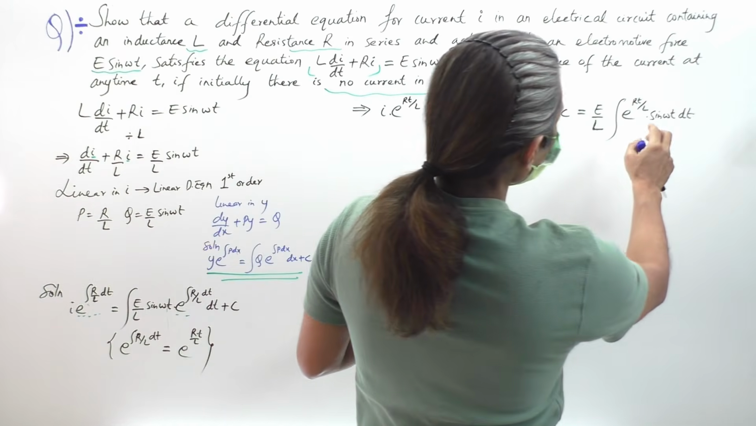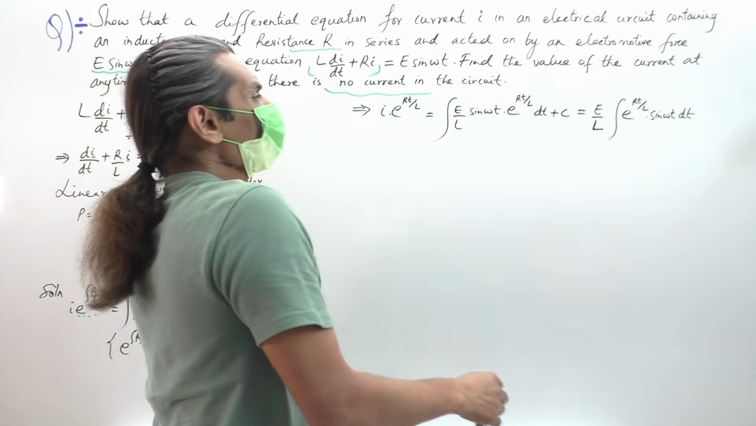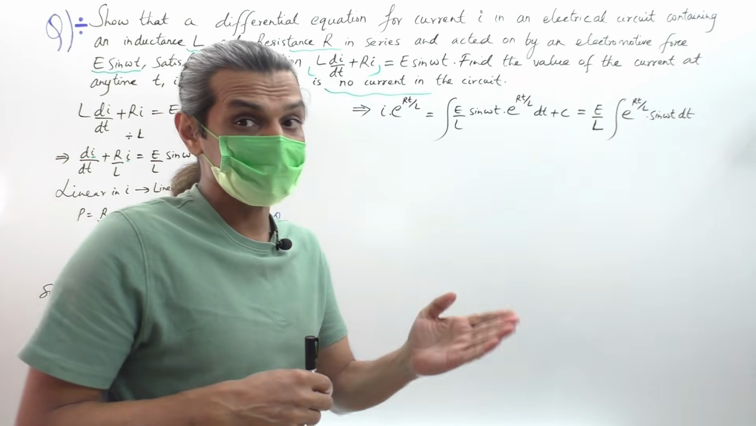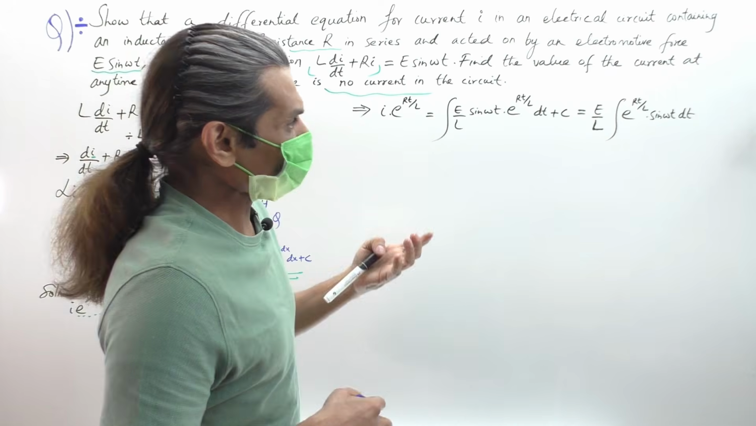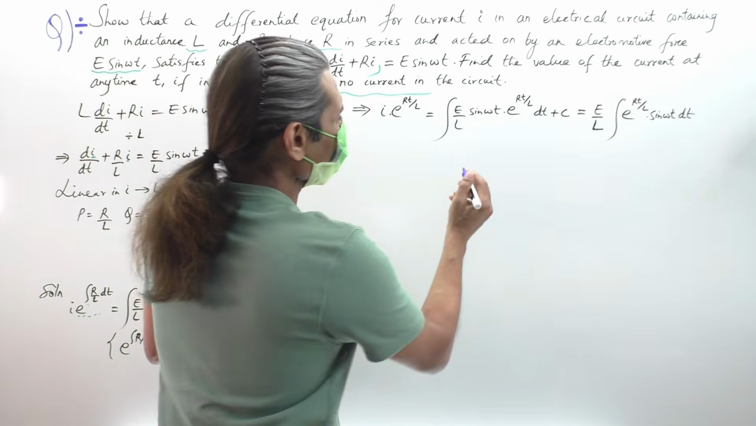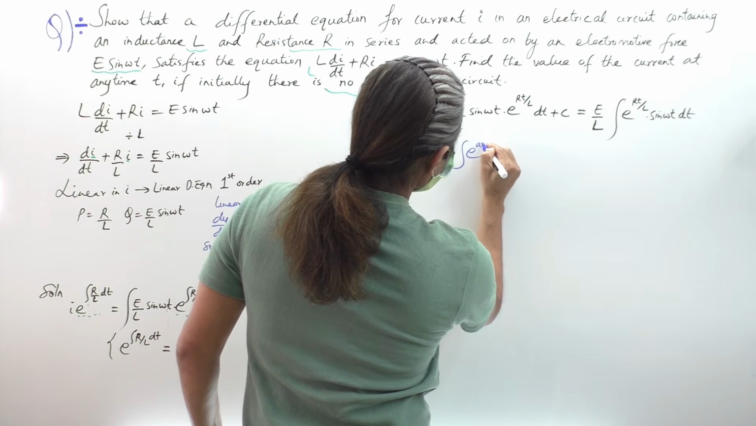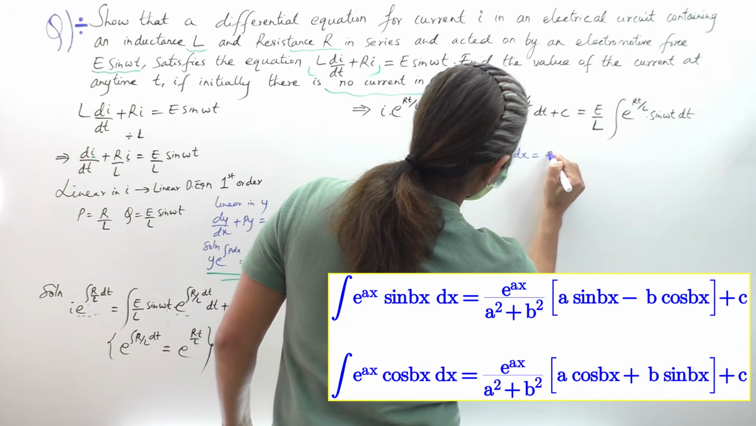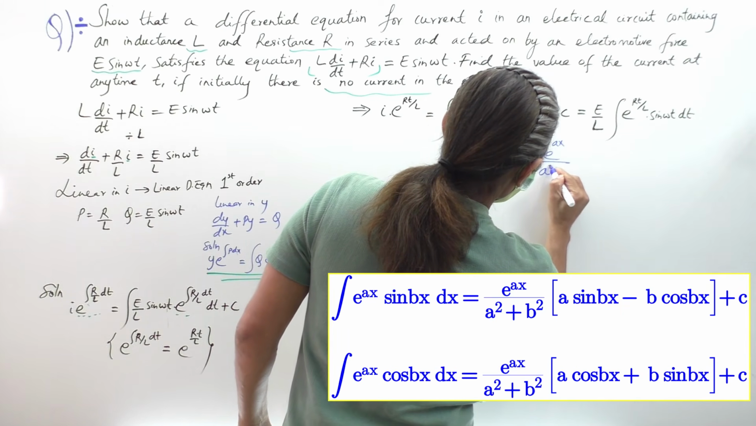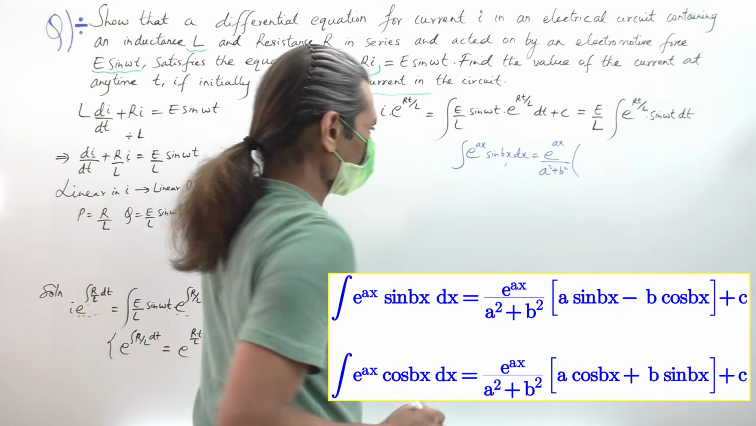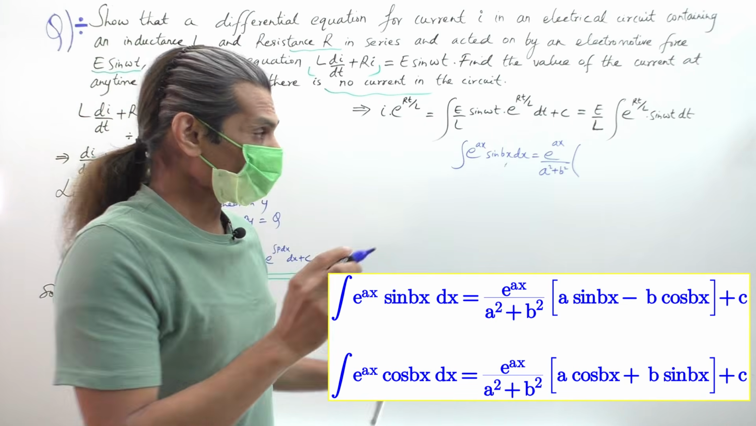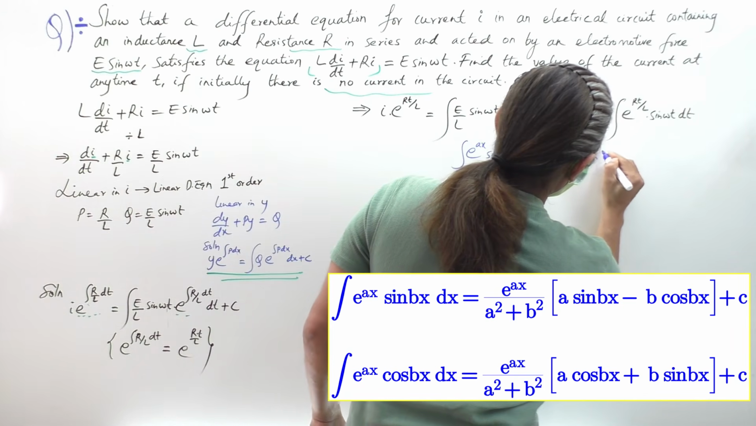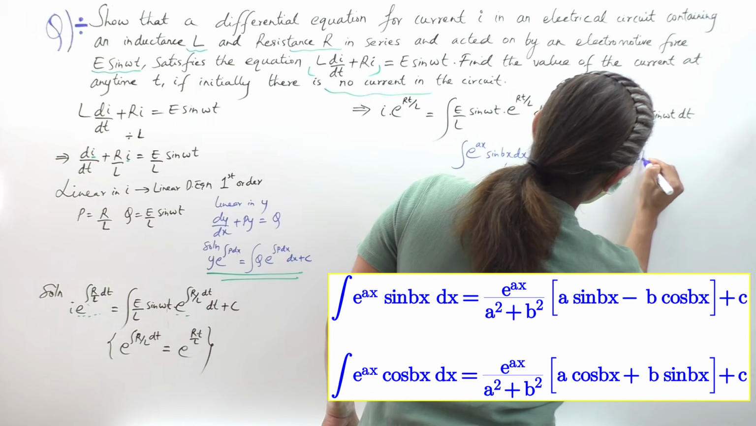Now we need to find the integration of this. To integrate this, we have a standard formula. In my videos, I keep telling you to memorize that formula. It's very, very important. They have asked the question on that. The formula is very simple. Integration of e raised to ax into sine bx dx equals e raised to ax by a square plus b square, whole into a sine bx minus b cos bx. That's it.